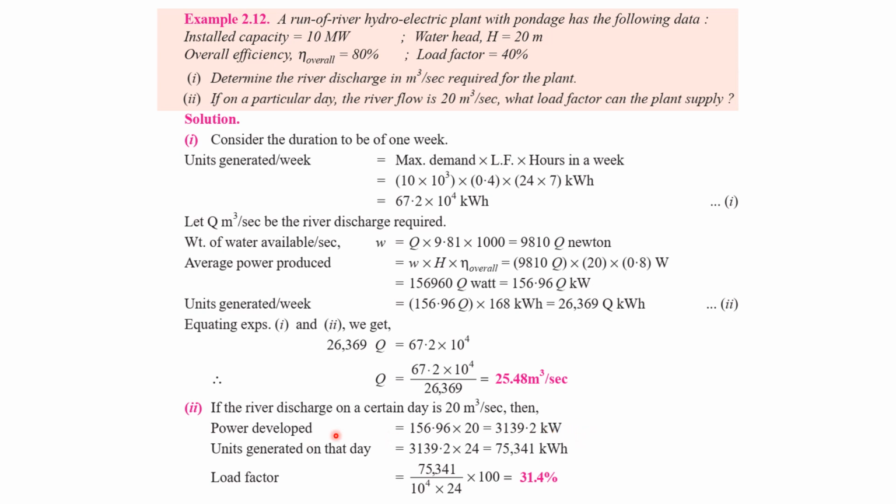So units generated on that particular day will be the power which will be generated during that day into the number of hours in that day, which is 24. That will give you 75,341 kilowatt hours units generated in that day. So the load factor will be the maximum demand, which is 10 megawatt, that is 10 into 10 power 3, 10 power 4 kilowatts, into the 24 hours, which will divide this 75,341. So that gives you 31.4%. So the load factor on that day will be 31.4% rather than 40%. As we have described previously, the load factor will fall.